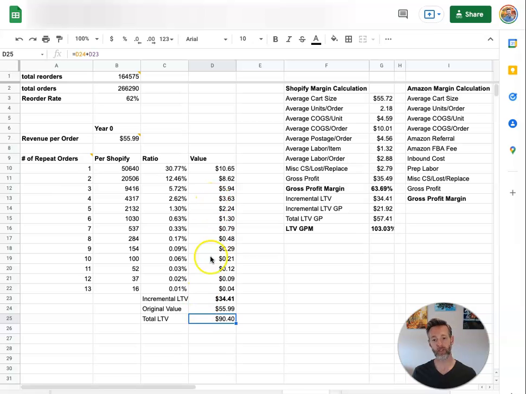Now, a natural extension from this calculation is to figure out your margins accurately, okay? You can see over here, we've gone through every line item. We figured out exactly what the gross profit margin is. Then we're applying that to the lifetime value calculation to determine what the lifetime value gross profit margin is. And again, that helps us back into an appropriate target ROAS for this brand.